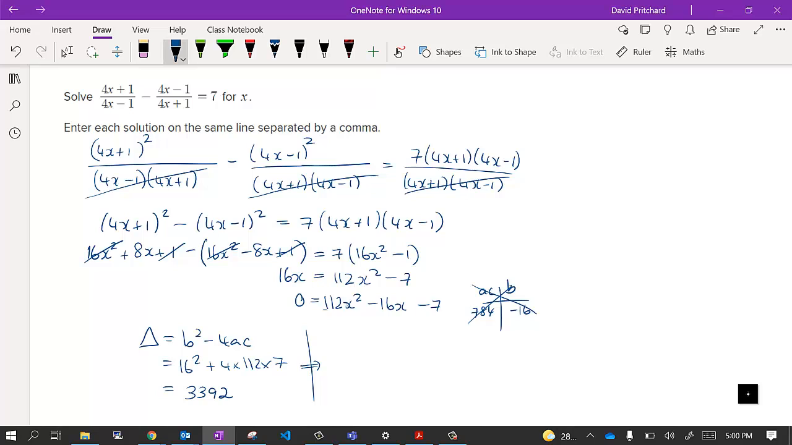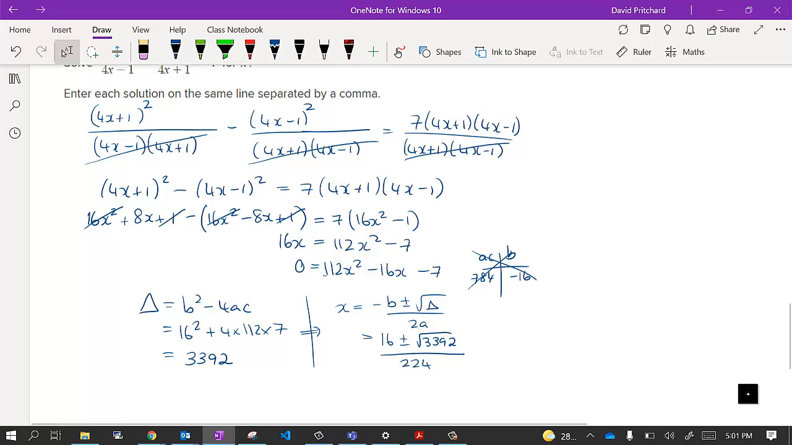Now, the next step is that we're looking at calculating x. Now, x is equal to negative b plus or minus the square root of the discriminant on 2a. So we've got negative 16, which is 16 plus or minus the square root of 3392 on 2 times 112, which is 224. Now, we could go through the process of simplifying this down, but just getting this out, isolating, and simplifying down to there is good enough in my book at this stage.